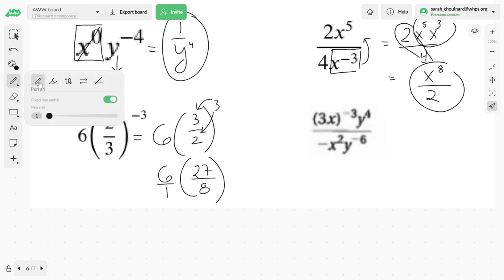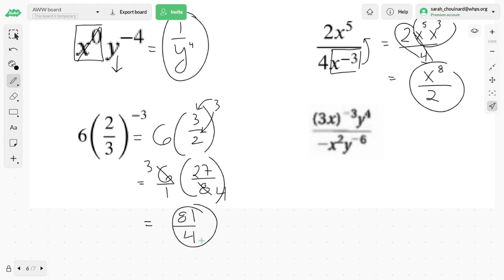I personally like to simplify on the diagonals if I can. 6 and 8 are both divisible by 2. So I can make this 3 and I can make this 4. I'm just dividing out a common multiple of 2. Now I'm going to do 3 times 27, multiply straight across the top, which is 81. 1 times 4 is 4, so 81/4 is my final answer.